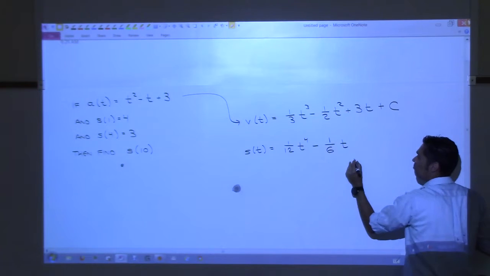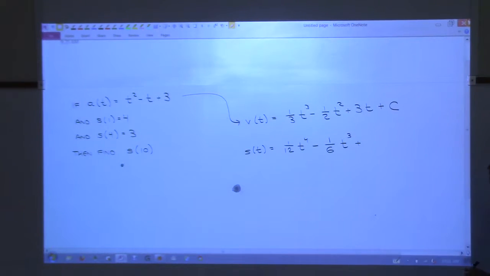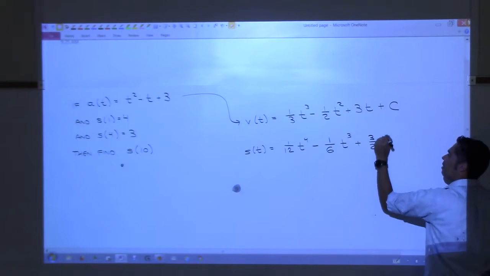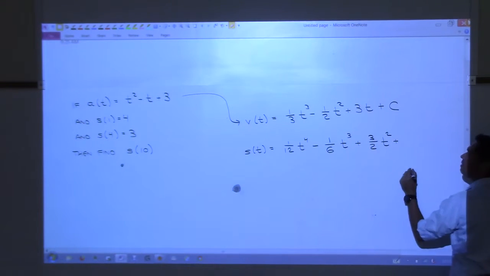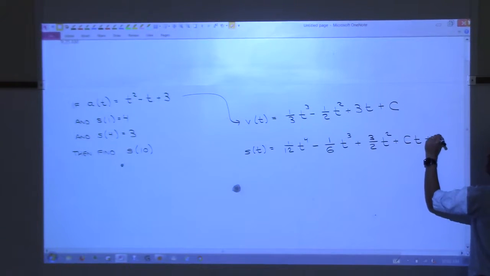power. Third. And then plus, we have a 3 there, but I got to take the antiderivative of t to the first power, which is 1/2 t squared. So this will be 3/2 t squared. And then plus ct, and then plus d.